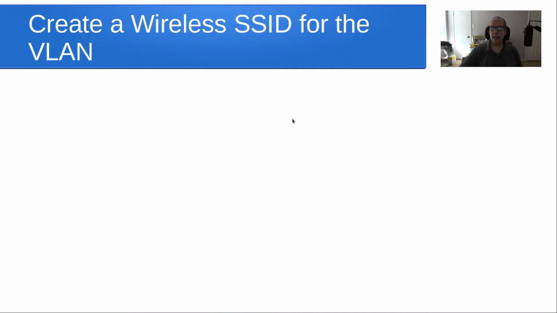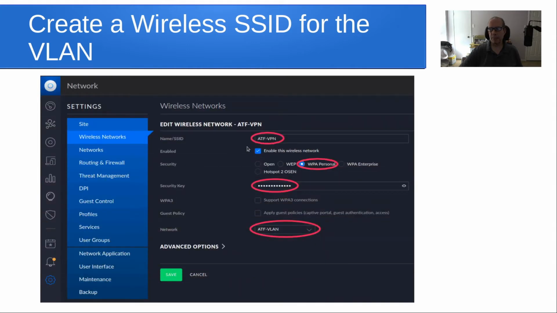So then the next step is we're going to create a wireless SSID for the VLAN. So we go into wireless networks, and I created this thing called atf-vlan, just what I called it. It's a name on my network. Whatever you want to call your SSID is fine. It's just the wireless network name that people will scan for.